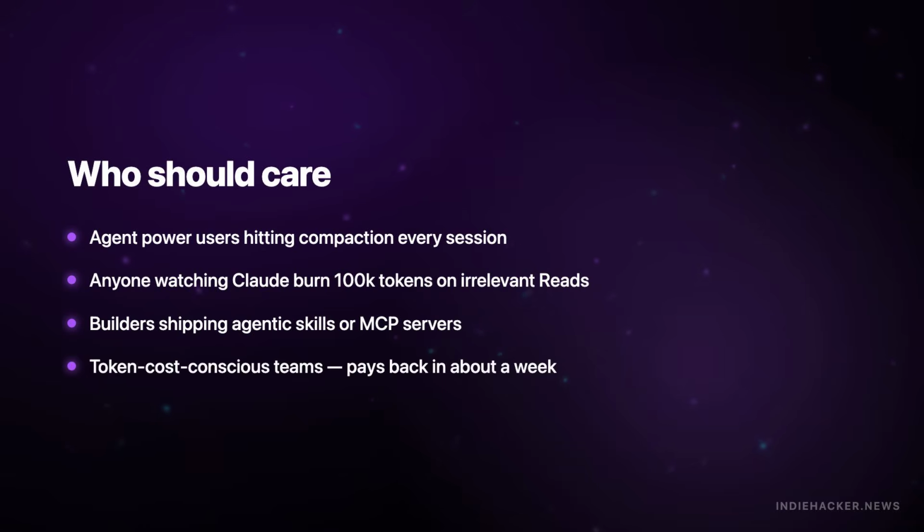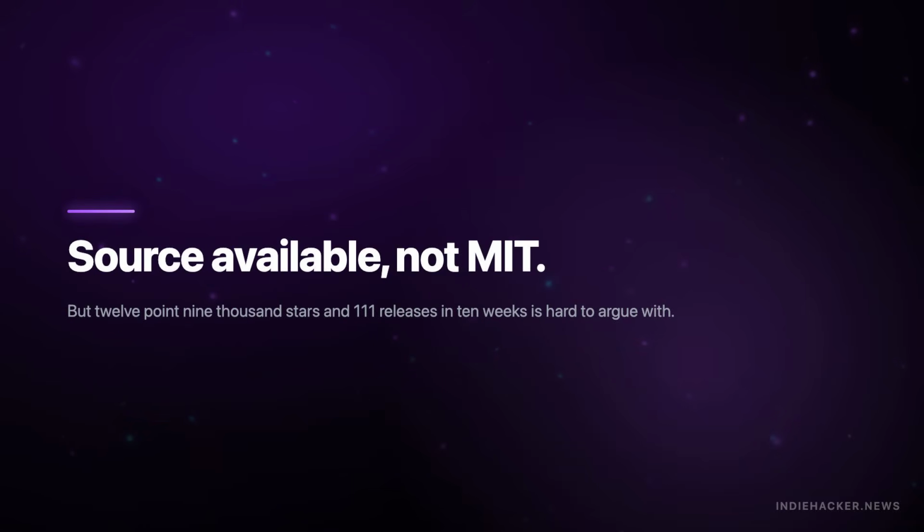Okay, let's be real about the trade-offs. The license is Elastic License 2.0, which is source available, not open source. So if your company has a strict MIT or Apache-only policy, you can't ship this. The hook setup on a few platforms like Cursor and Codex needs manual config files. It's not all push-button. And the project is moving fast. 2 releases a day means you'll occasionally hit a regression and need to run ctx upgrade.